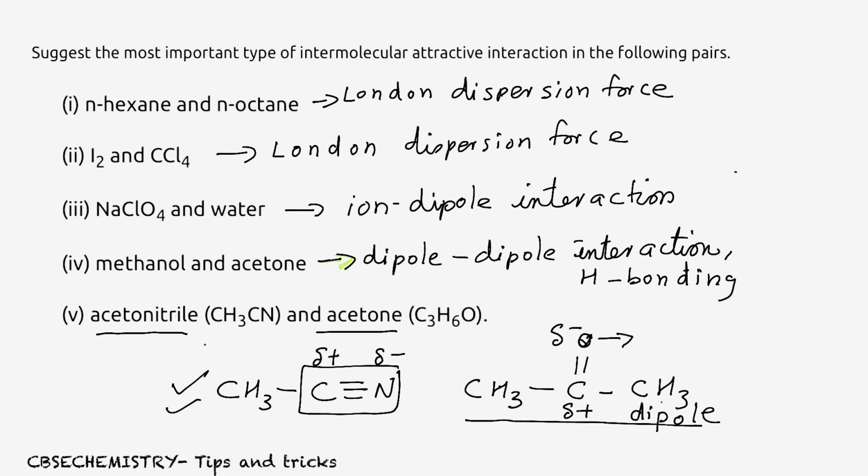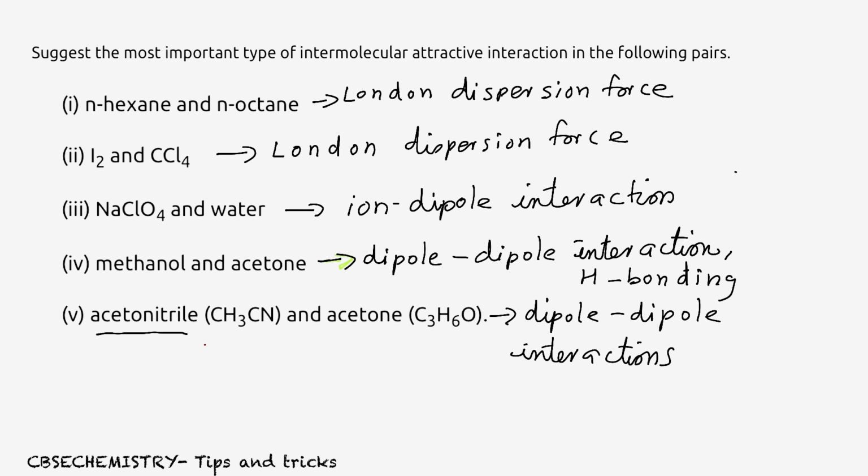So two dipoles interacting, we call it dipole-dipole interaction. The type of interaction between two dipoles is what? Dipole-dipole interaction. Here acetonitrile acts as a dipole, acetone acts as a dipole. So the type of interaction between them is dipole-dipole interaction. Hope you understand. So these are the final answers. Okay, go through this.